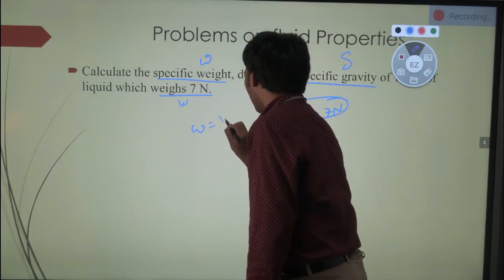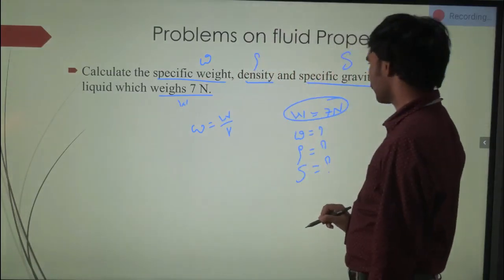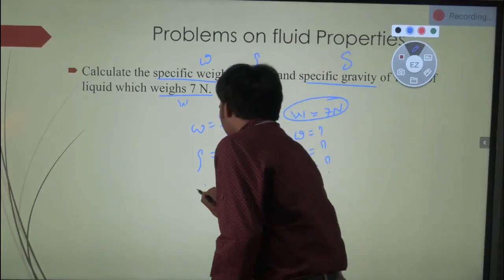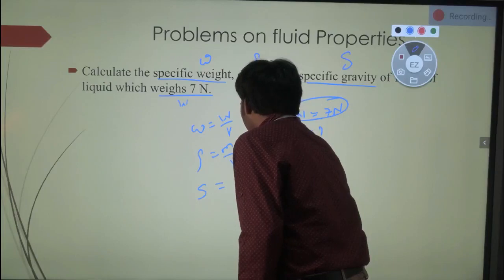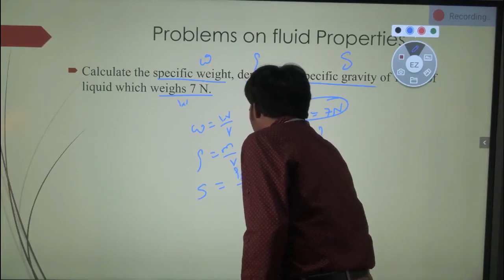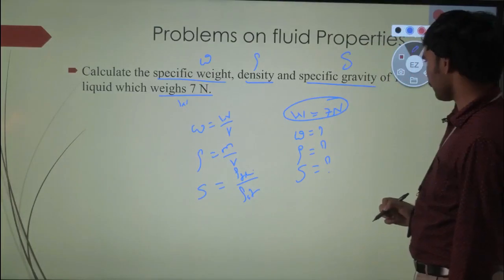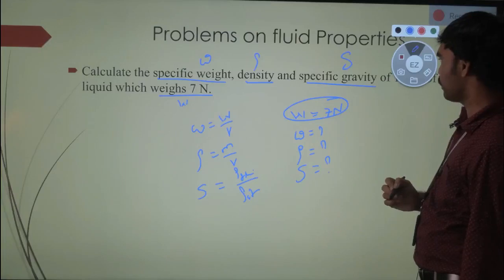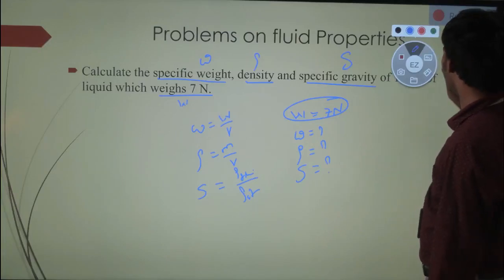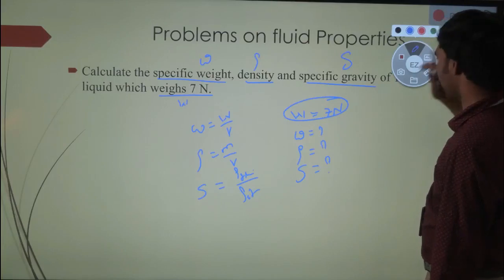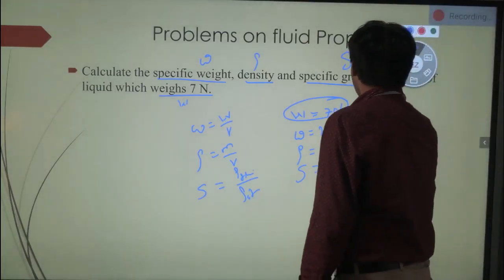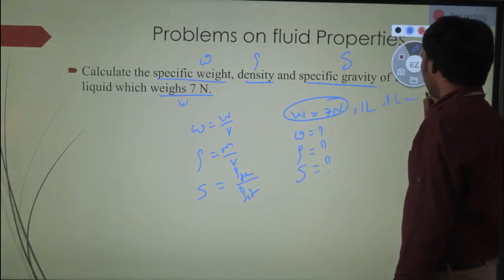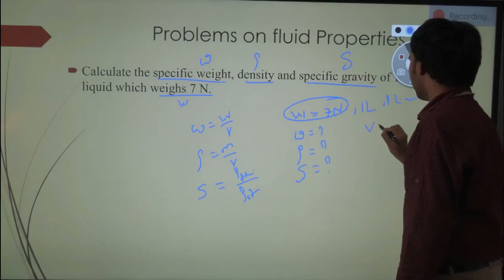The specific weight formula: specific weight is equal to weight by volume, density is equal to mass by volume, and specific gravity is density of the fluid by density of the standard fluid. But we know only weight, and one more variable is given, 1 liter of liquid, that means volume is given.